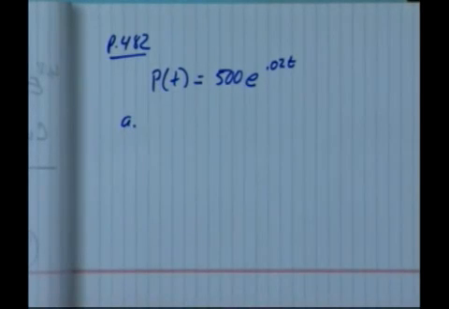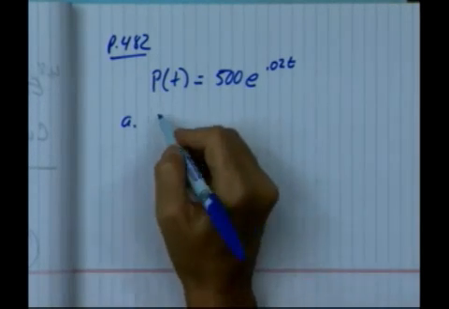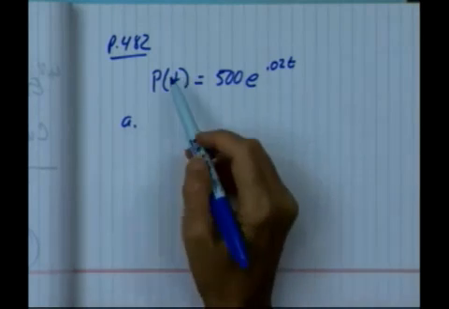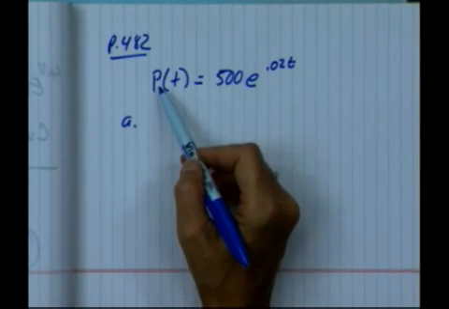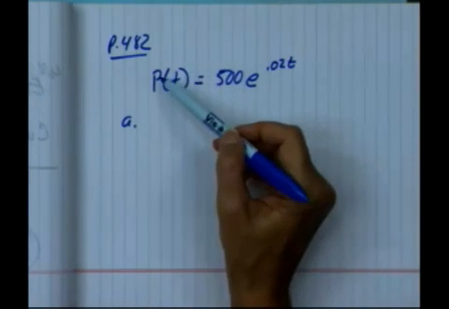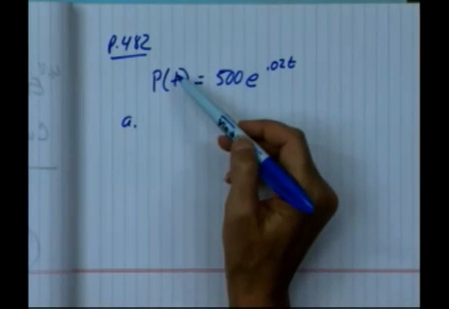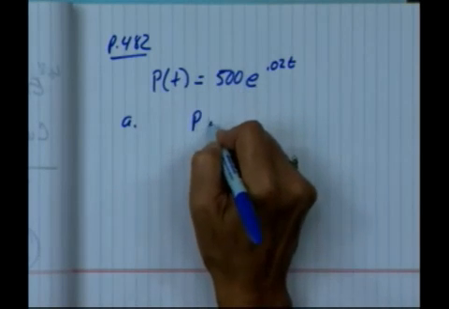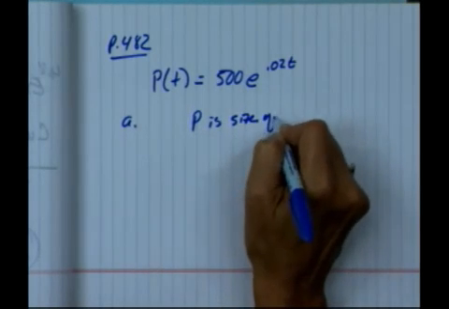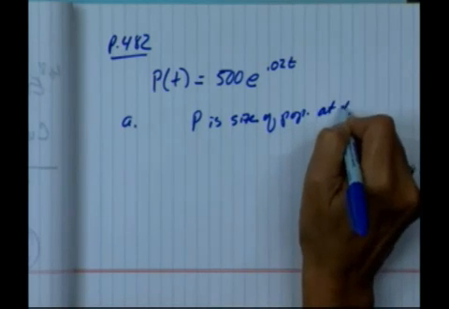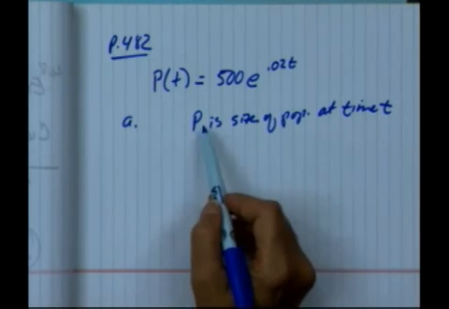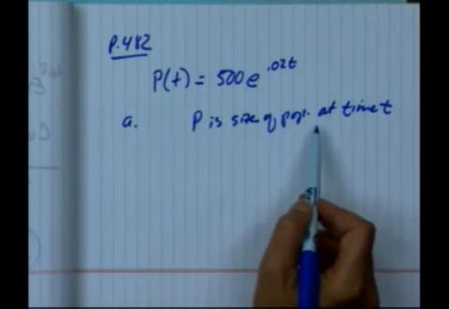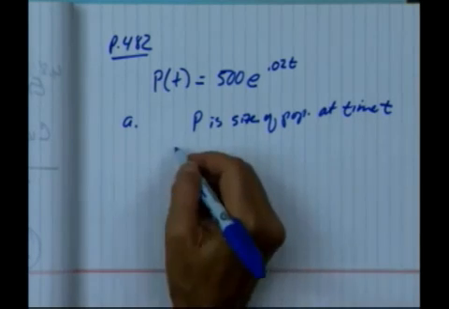First question is the number of insects at time equal to 0. What is the number of insects? What does P represent? P is the size of your population at time t. So question A says, determine the number of insects, which is the size of your population, at t equal to 0.